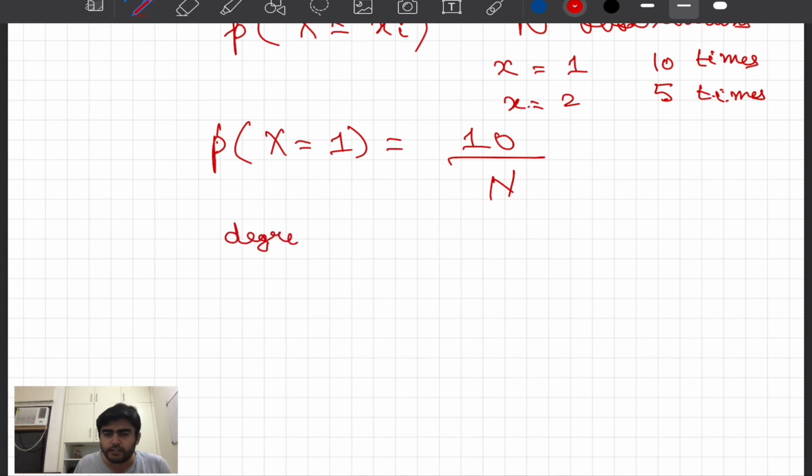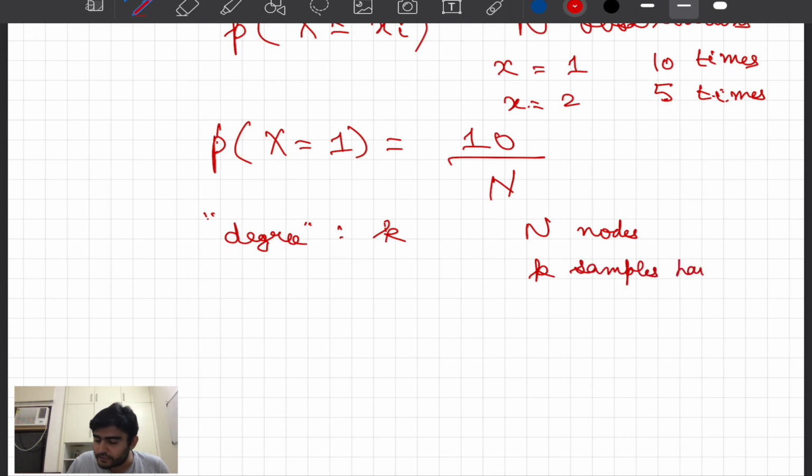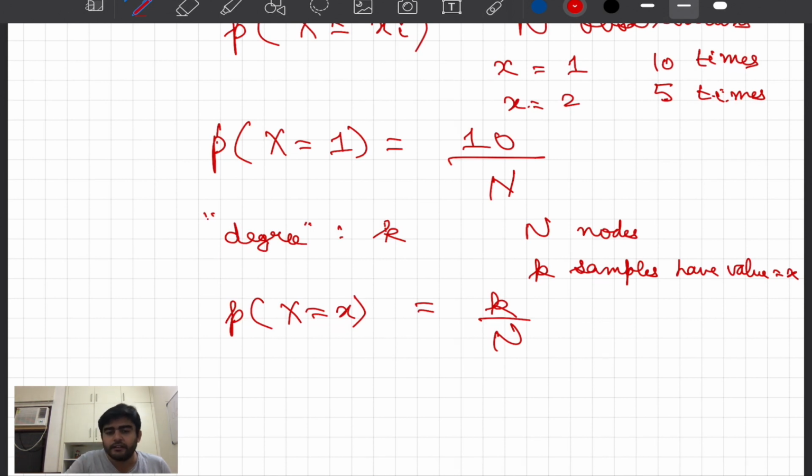We would deal with something called the degrees of the nodes, and this will become clearer as to what degrees mean. So do not worry about the technical jargon that I would be using, but let us say that we denote this degree by k. Then if somebody asks us that you have observed n nodes in your network, and out of that you see that some k samples have value equal to x, and asks what is the probability that x equals x, you would simply say that it is k divided by n.